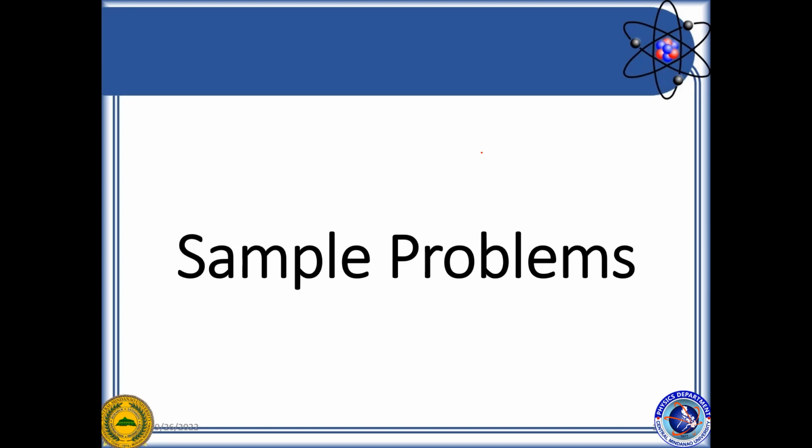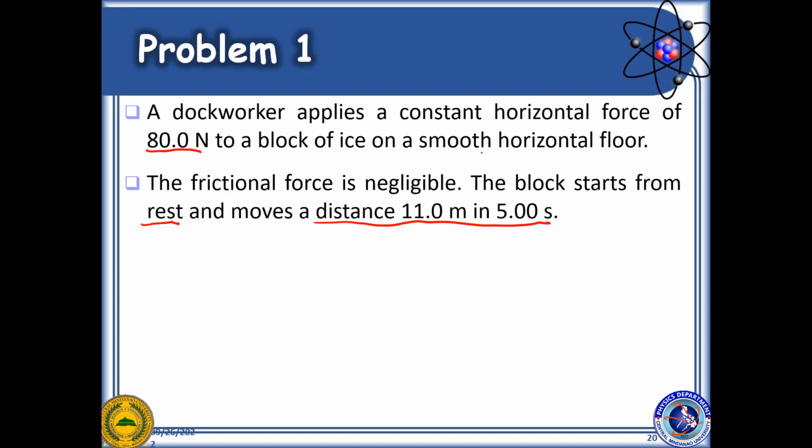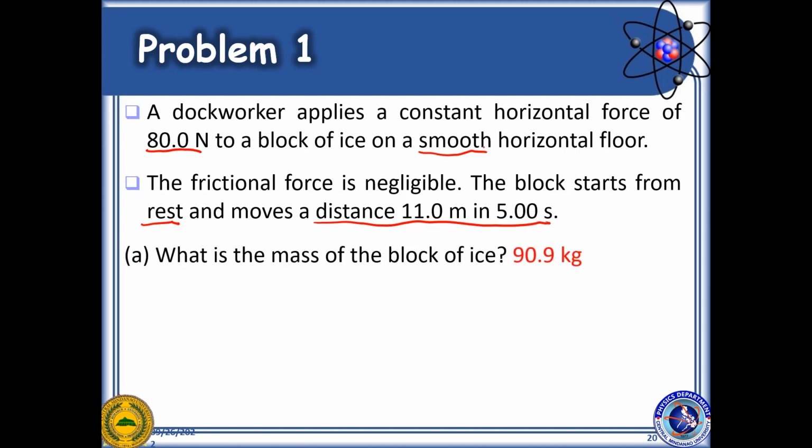For this lecture video, we will be answering problems involving dynamics of motion. So this is the first problem. A dock worker applies a constant horizontal force of 80 newtons to a block of ice on a smooth horizontal floor. The frictional force is negligible because the floor is smooth. The block starts from rest and moves a distance of 11 meters in 5 seconds. So what is the mass of the block of ice?